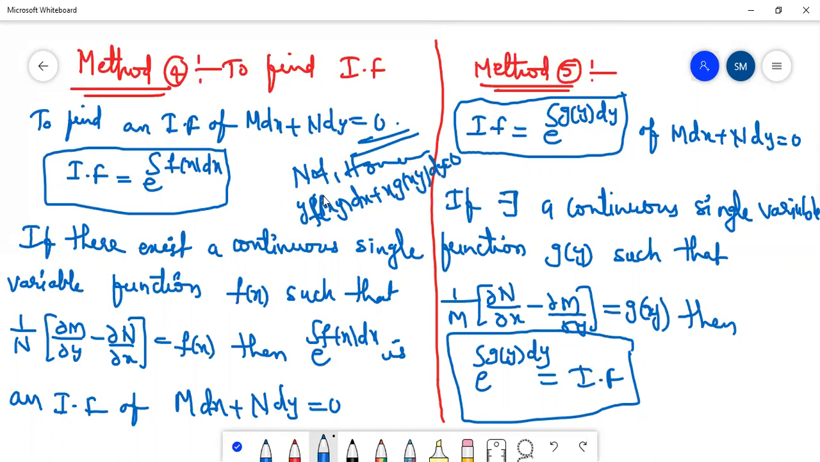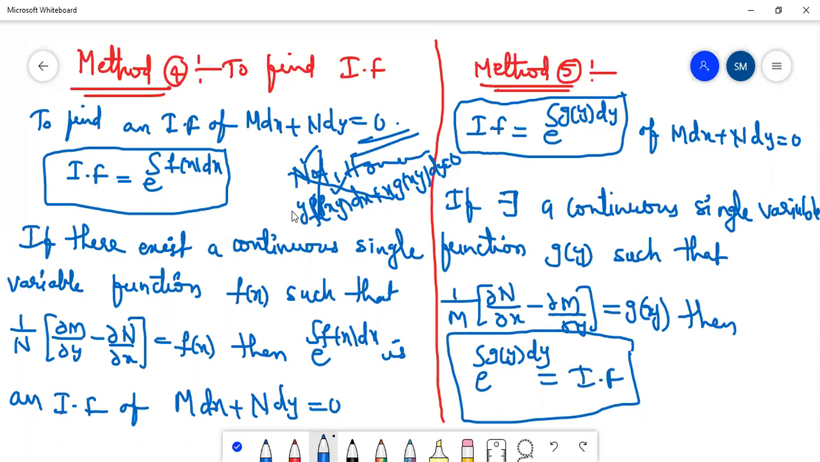The first method is to observe the given equation. We are finding an integrating factor by inspection. If it's not possible, then we check whether it is homogeneous or not. If it is not homogeneous, then we can go for the third method of the integrating factor: is it in the form of y f of xy dx plus x g of xy dy equal to 0? If the given equation is not in these two forms, then we can go through either method 4 or method 5.